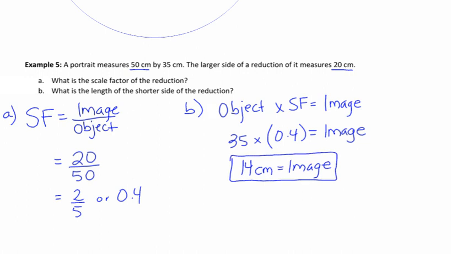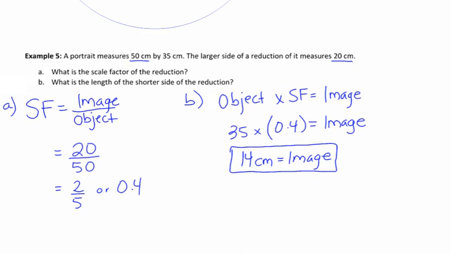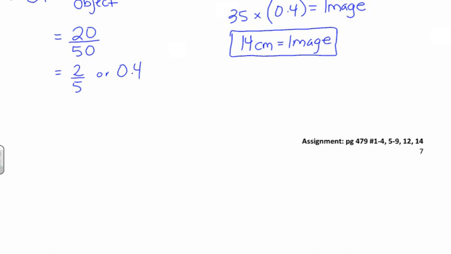So in this section, you're just identifying scale factors, working with scale factors to find maybe what the new image would be when you know the scale factor, or if you're given your new image size with your scale factor, what was your original dimensions. Your assignment is here on page 479. Numbers 1 to 4, 5 to 9, 12, and 14. Let me know if you need any help.